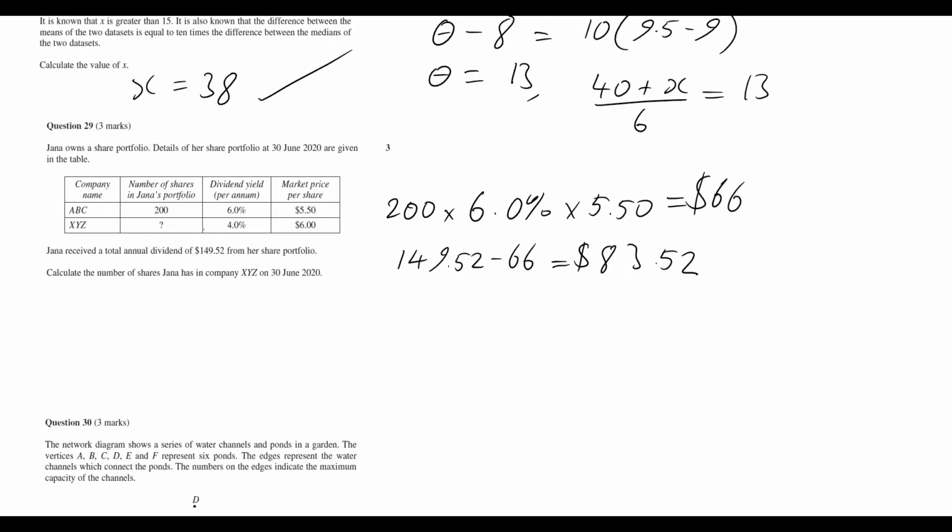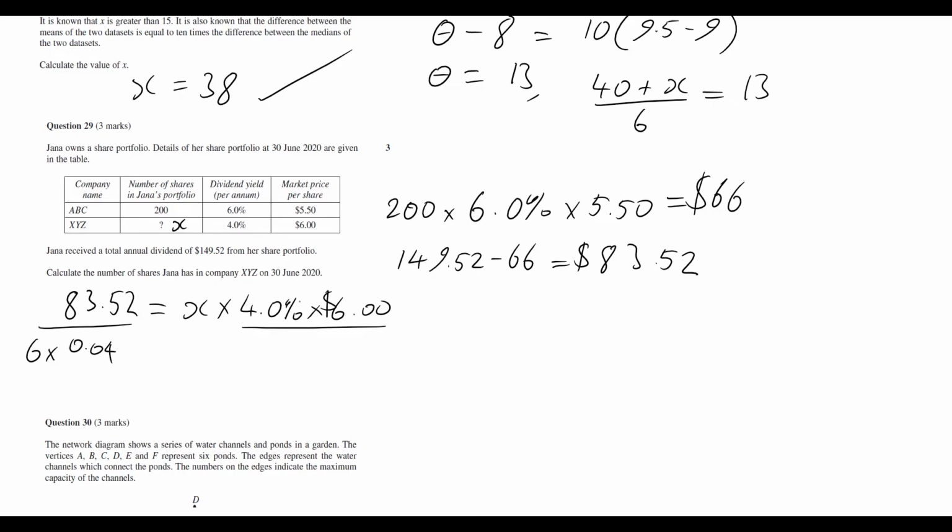Okay, so again, looking at our equation and how we figured that out, that means that 83.52 is equal to, let's just put x as a variable here, x times 4% times $6. Now if we divide both sides of this equation by 4% and $6, well, we'll find 6 times 0.04, and that will give us x. And we find that x, the number of shares that she owns in XYZ, is equal to 348. And there we go.